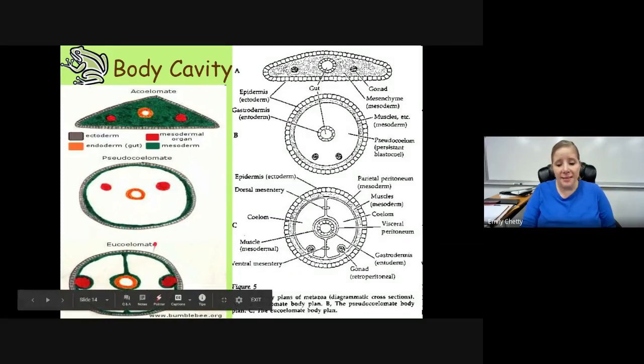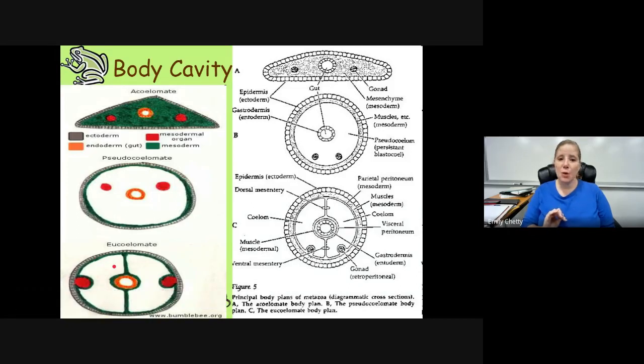And then the last one, every time I try to move this, it goes down too low. The last one is a true coelomate. You might see eucoelomate, or you might just see coelomate. Both are correct, depending on where you see it. So coelomates have a true body cavity. Again, ectoderm is the gray, endoderm is the orange, mesoderm is the green, and you notice in this one the mesoderm surrounds the cavity. So this is a true body cavity. This is what we have. Any questions?